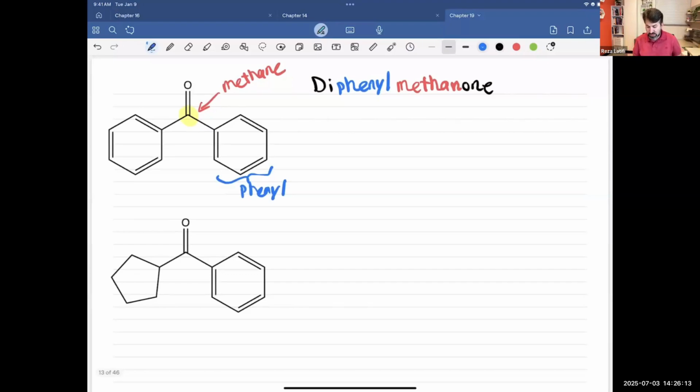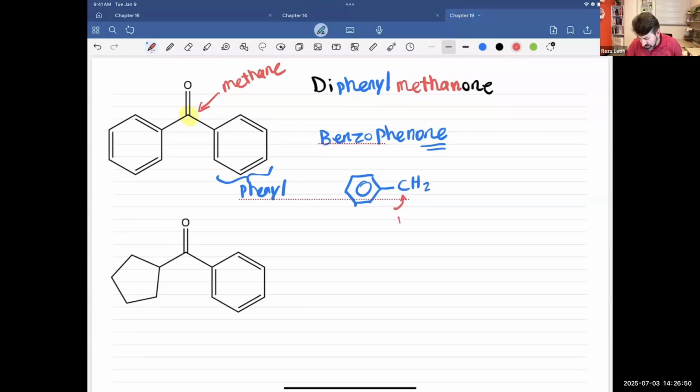Another way to name it is, I can say this one is benzophenone. Again, this one is telling me that I'm dealing with a carbonyl group. It's a ketone. Why do we call it benzophenone? If you take a phenyl group, and let's say that phenyl group is attached to any carbon, let's say CH2, this carbon is holding the benzylic position.